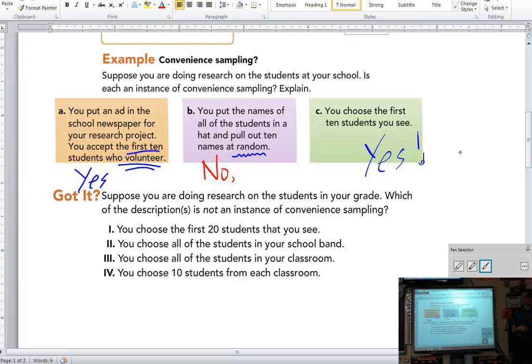You're putting out an ad to get students to volunteer. So that's still convenient, but it's not as convenient as C. This is the most convenient method. I gotta say, okay, Whitney, I gotta ask you a question. Ashley, no, like all the people that you see, I didn't have to put an ad in the paper to get those 10 people. So this is unnecessary. If you want to make it as easy as possible, choose the first 10 people you see.